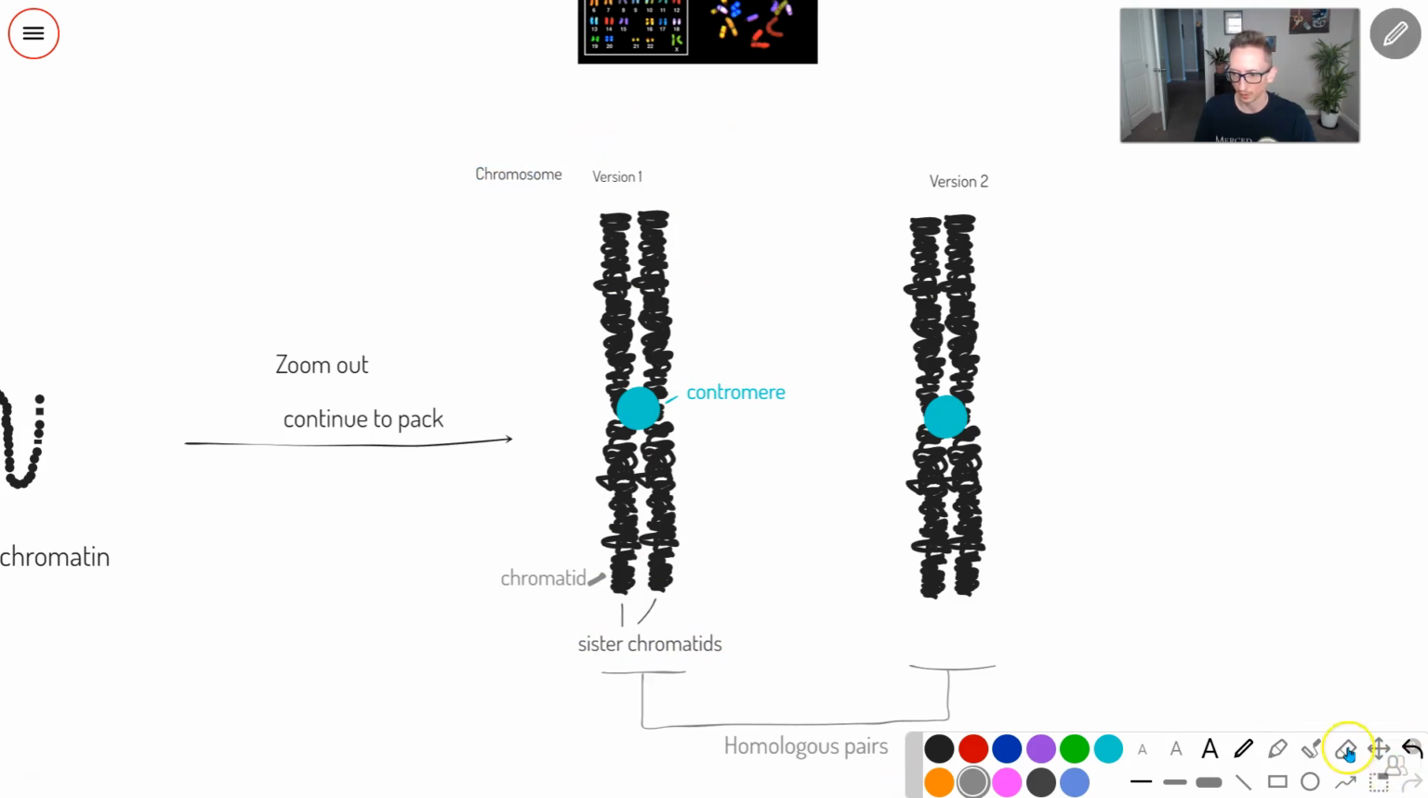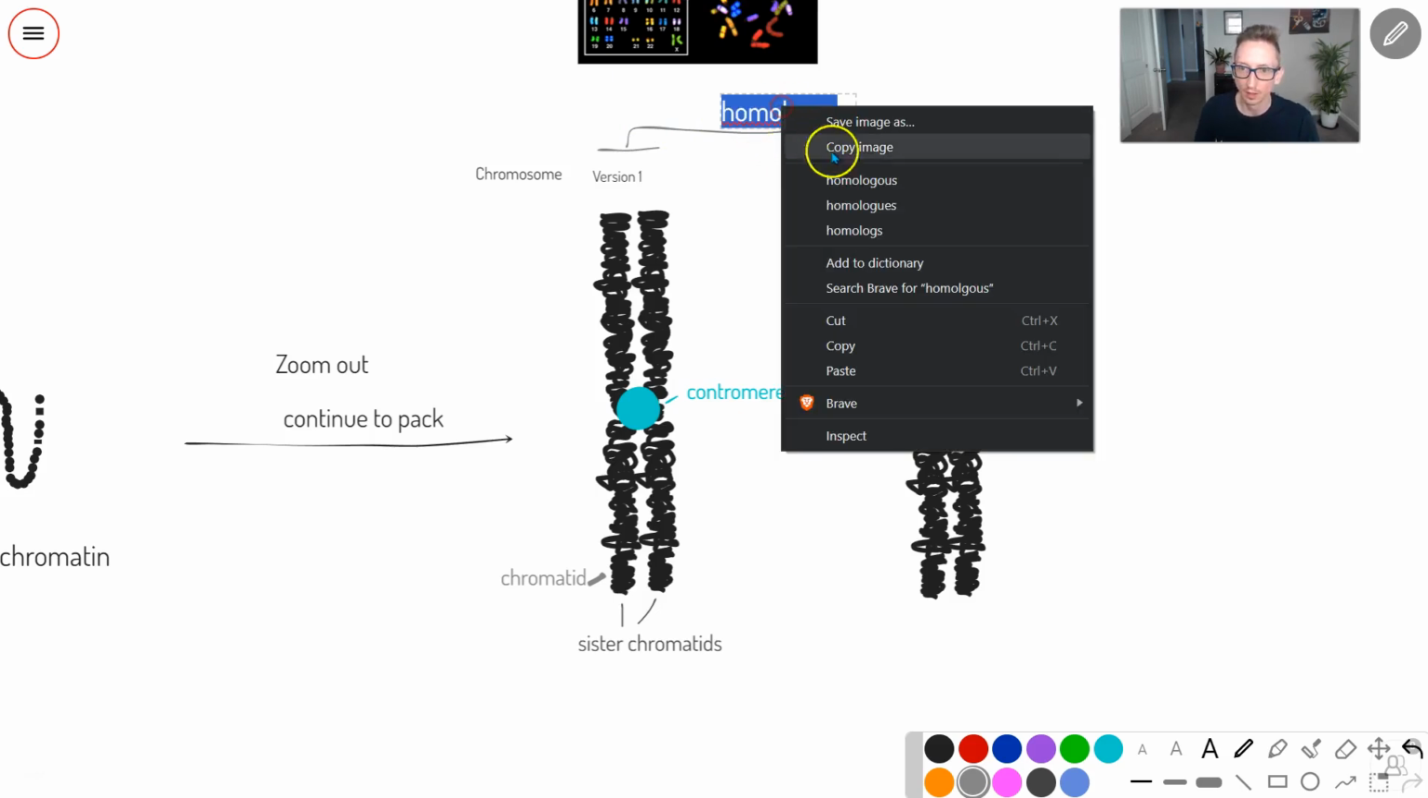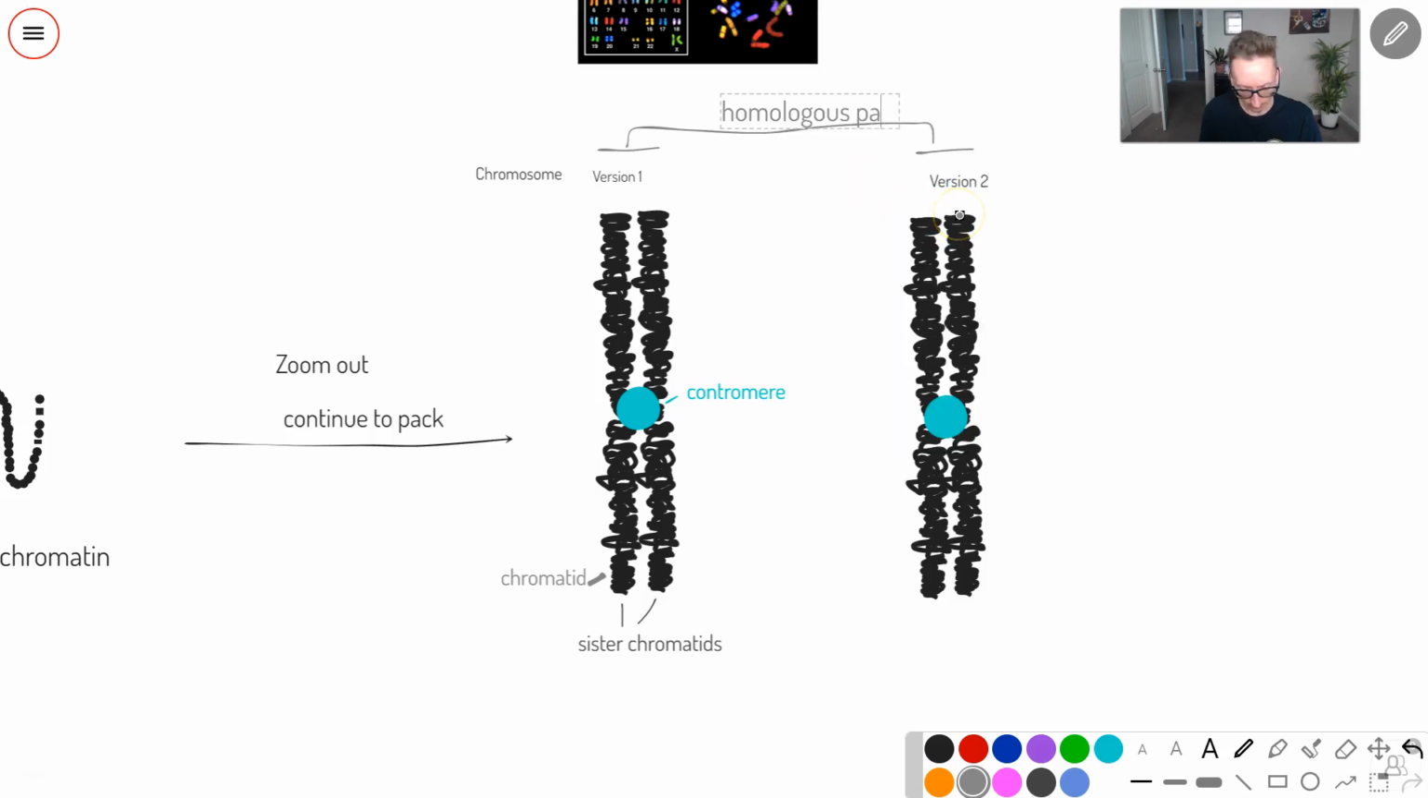I'm going to put this up here. Homologous pairs, I'm going to put it up at the top. Okay, so those are sister chromatids. One of those is a chromatid. We got version 1 here, and we got version 2 of the same chromosome, and these are homologous pairs.